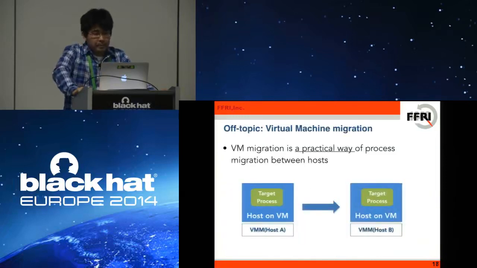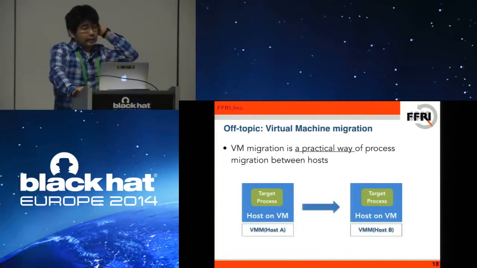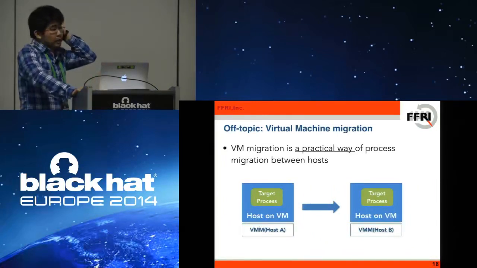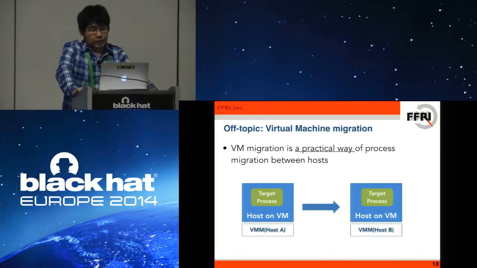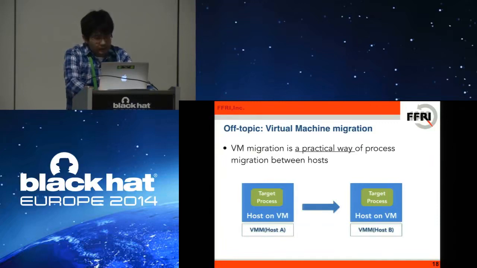By the way, do you know about virtual machine migration? Virtualization is a sophisticated means of process migration. As you know, cloud computing is a large-scale version of VM, and it allows resource productivity through migration. Commodity hypervisors support OS migration and its live migration.